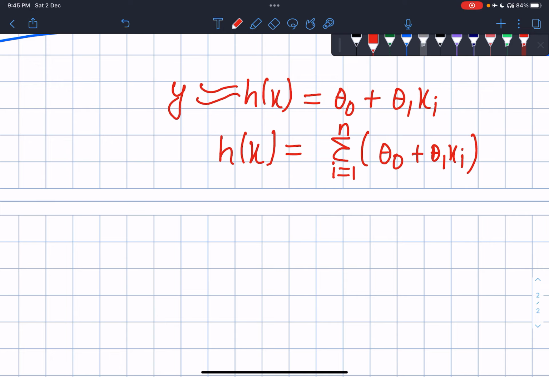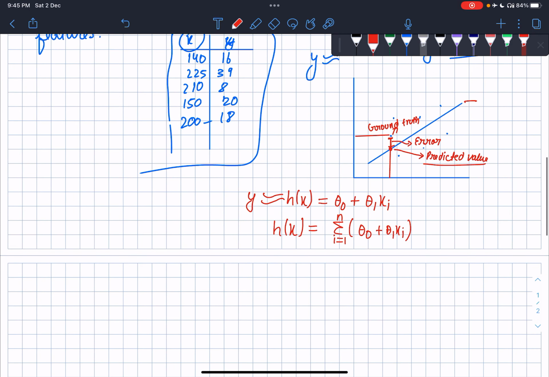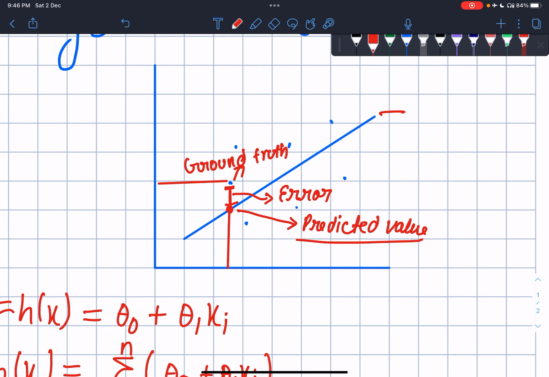Now we got the line, but we have to optimize this line in a way that it gives minimum error. Are you getting it? If we get a high error, then our model is bad. We have to optimize this line so that it sits in the position that gives the minimum error. So how will you do it?